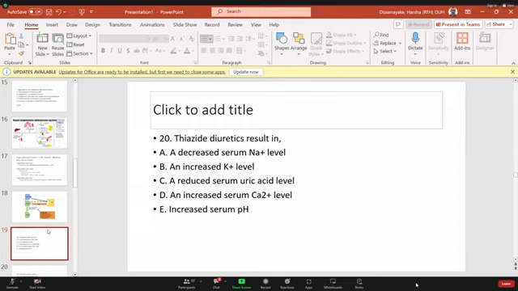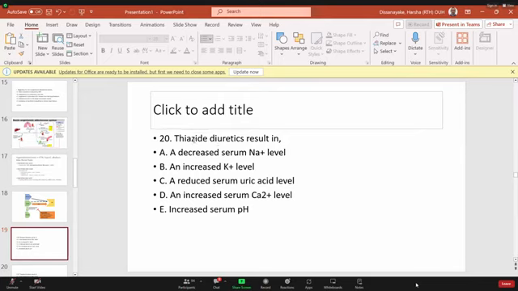Okay, and we also know thiazide is a classic cause of hyponatremia by virtue of being a natriuretic agent. So there is more sodium lost than water, so effectively it can cause hyponatremia. And thiazide diuretics are much more likely than furosemide to cause hyponatremia.